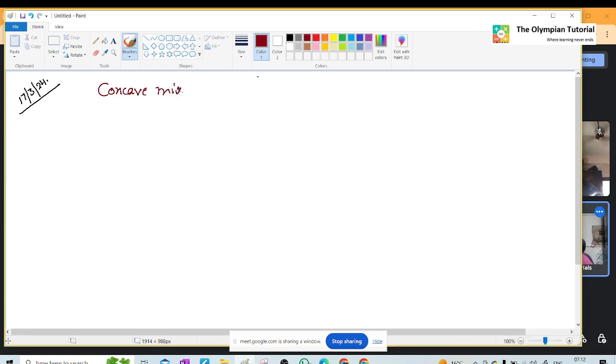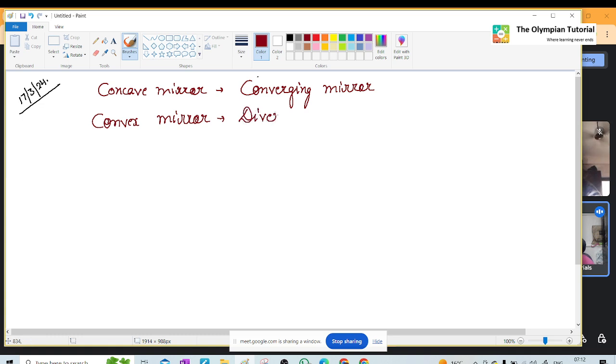Concave mirror is also known as converging mirror. And convex mirror is a diverging mirror.